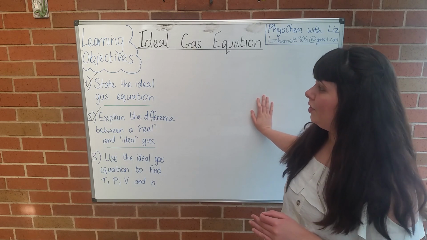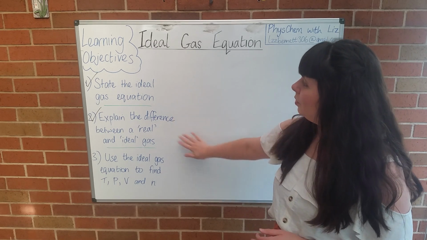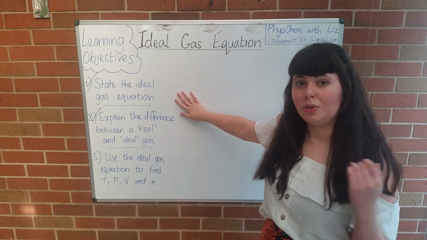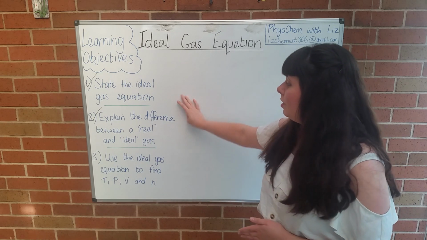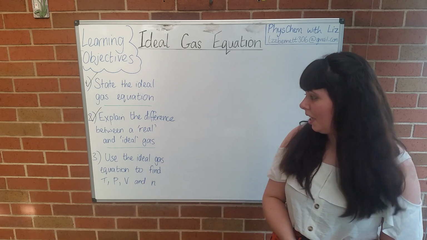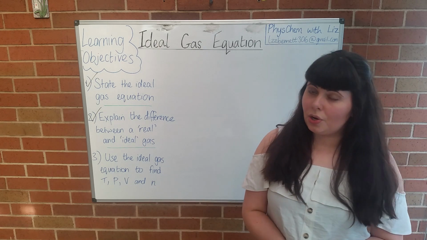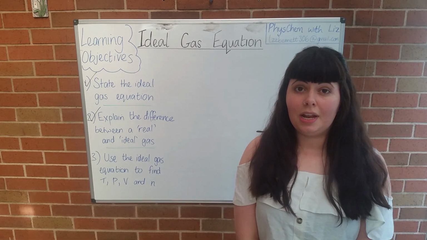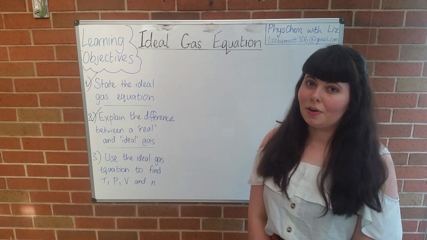So in the first video we addressed the first two learning objectives. We looked at the ideal gas equation, we looked at some units and their conversions, and we explained the difference between a real and an ideal gas. Now in this video we're going to actually apply the equation. We're going to look at rearranging it and practicing those unit conversions.